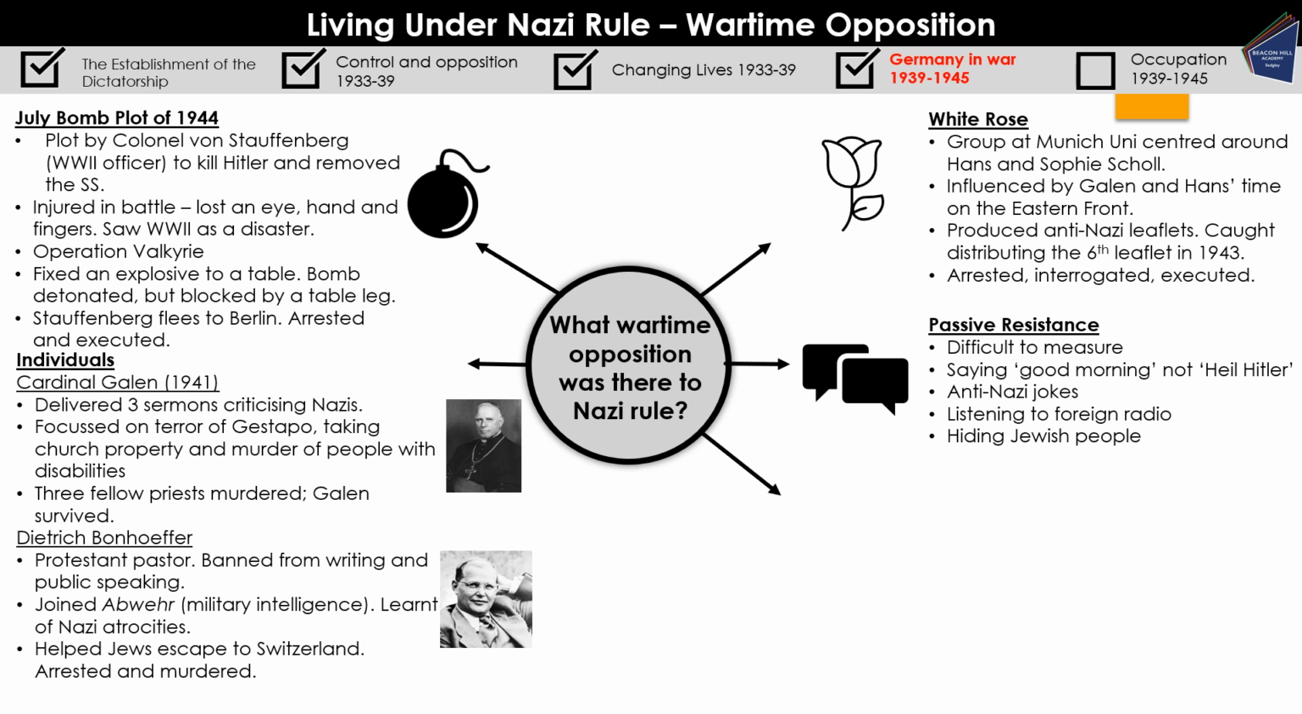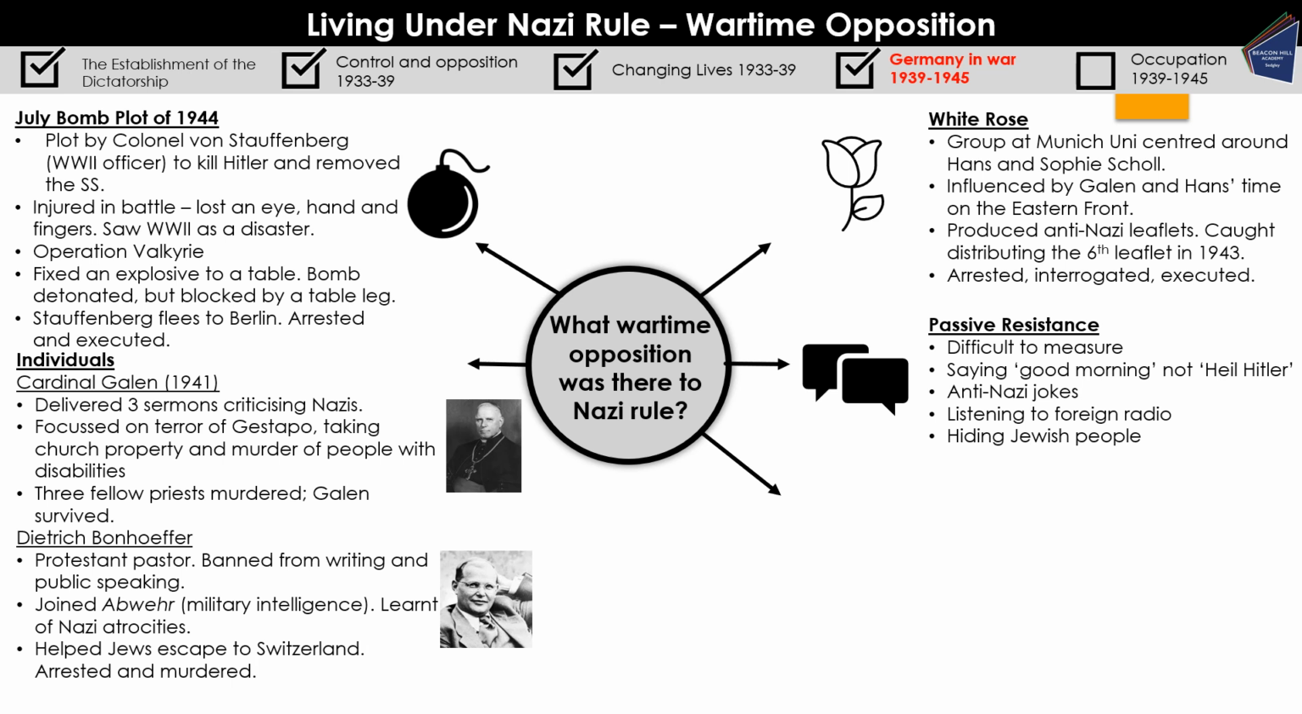It would have been things like saying good morning rather than Heil Hitler, listening to anti-Nazi jokes and perhaps retelling them, listening to foreign radio. Remember, we said the Volksempfänger didn't pick up any foreign signals, so it would be having another radio in your home that did give you access to that, so that you heard stories that were outside of the Nazi narrative, which would stop the indoctrination that the Nazis were trying to ensure would take place, and also the hiding of Jewish people.